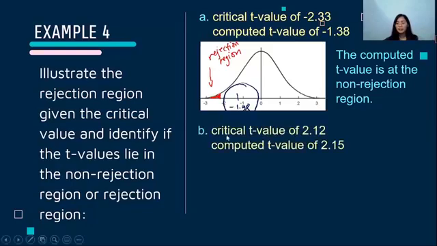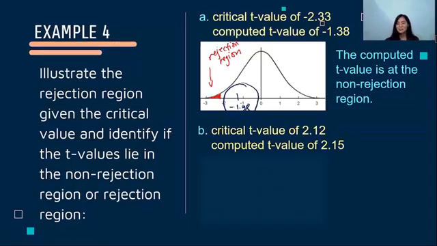For letter B, critical t-value of 2.12 and computed t-value of 2.15. So you will be the one to answer this. Is our computed t-value at the non-rejection region or rejection region? And I'll give you time to think and to type in your answer. And you may start now. So let's see if you got it right.